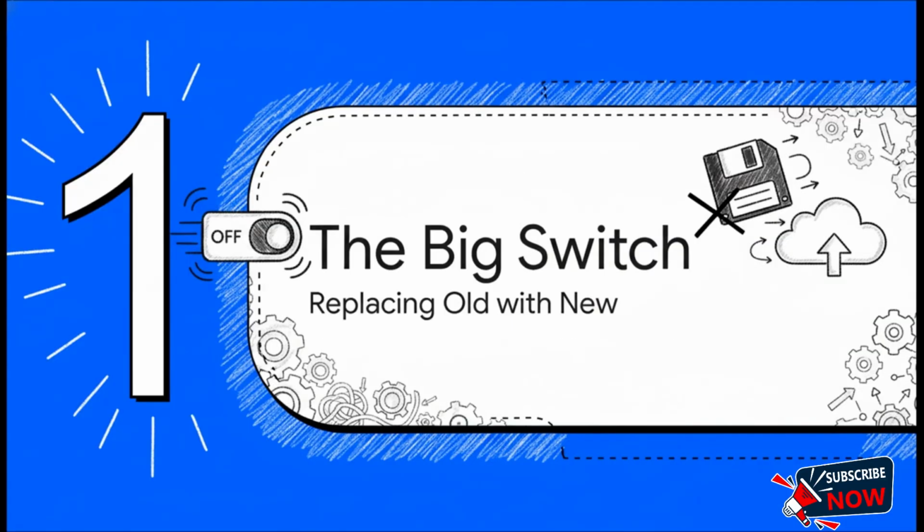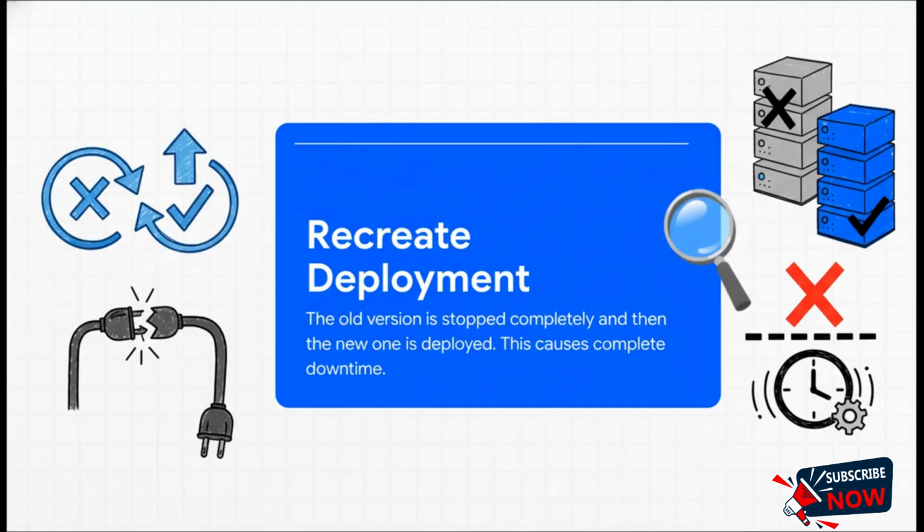So, this first category is all about making a clean break. There's no easing into the change here. You're basically flipping a giant switch, moving from the old version to the new one in one single decisive moment. The simplest and, frankly, oldest strategy is called recreate. And it's exactly what it sounds like. You turn the old version off, then you turn the new version on.